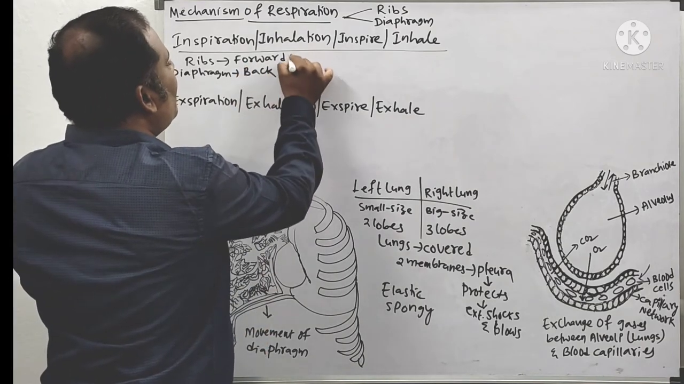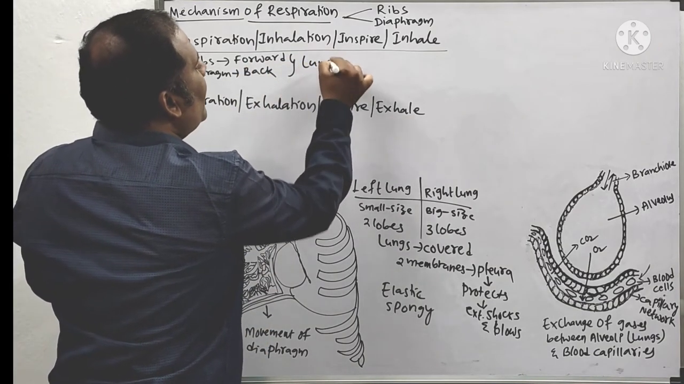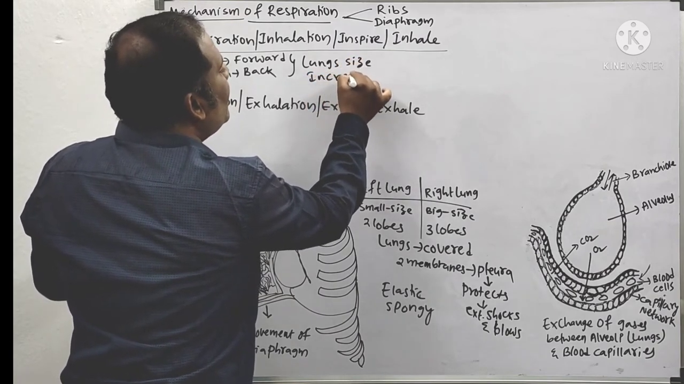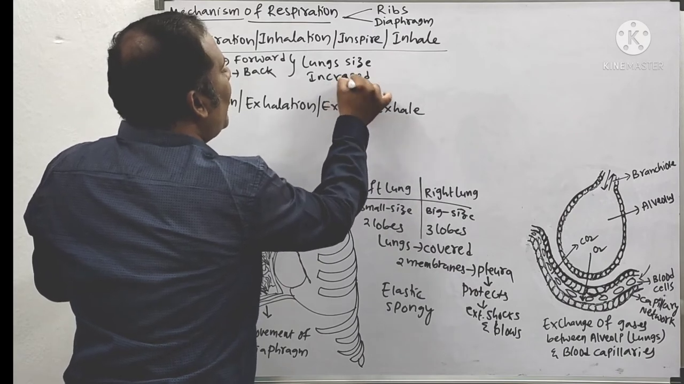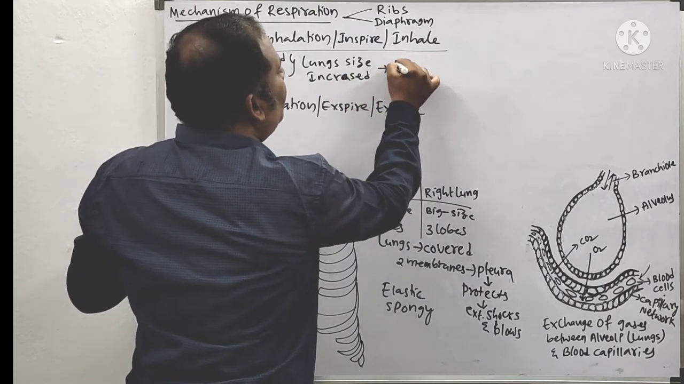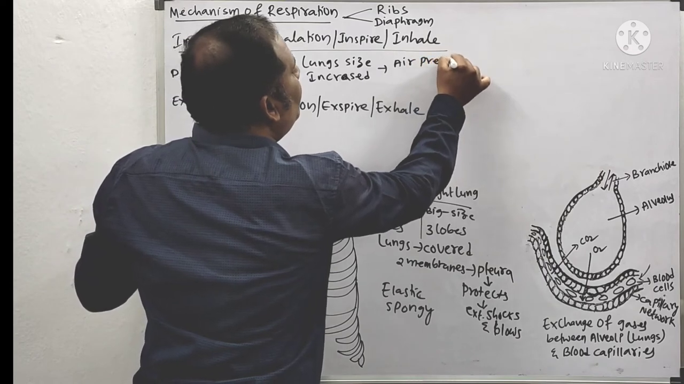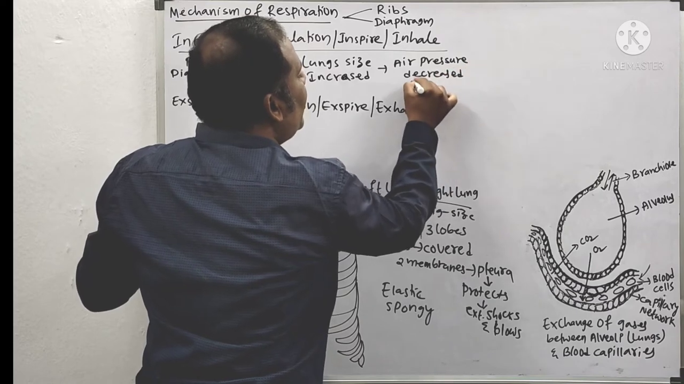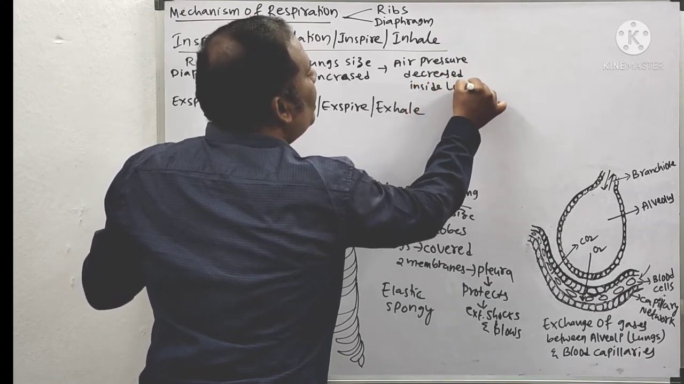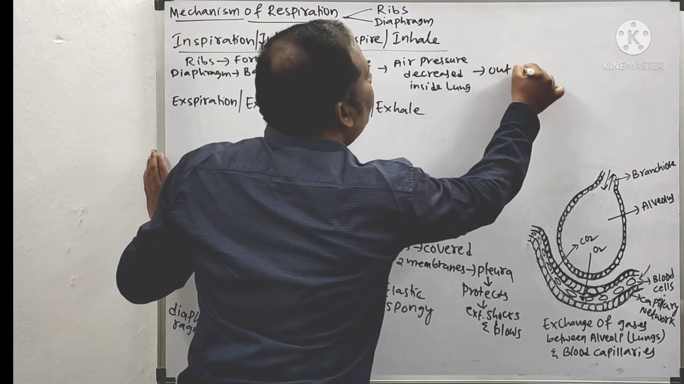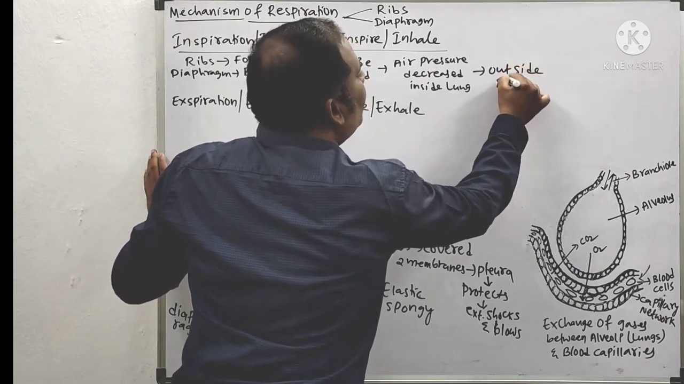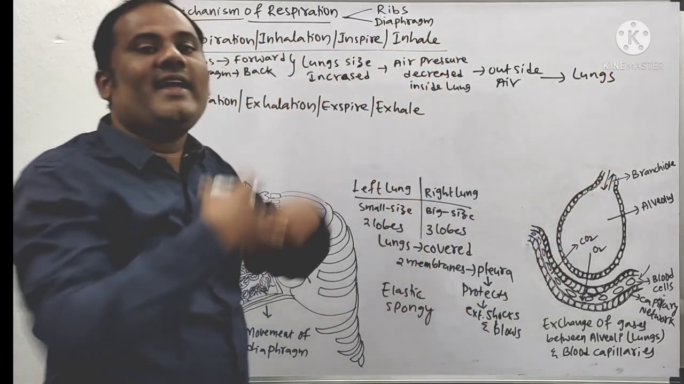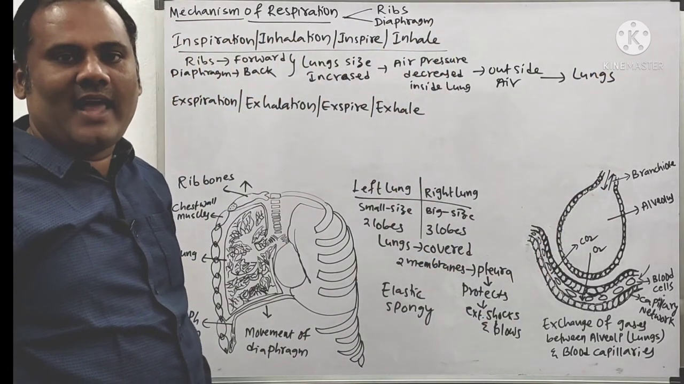So when these are occurring, the lung size will be increased. When the lung size increases, the air pressure will decrease inside the lungs. So the outside air will rush into the lungs. That is called inhalation.